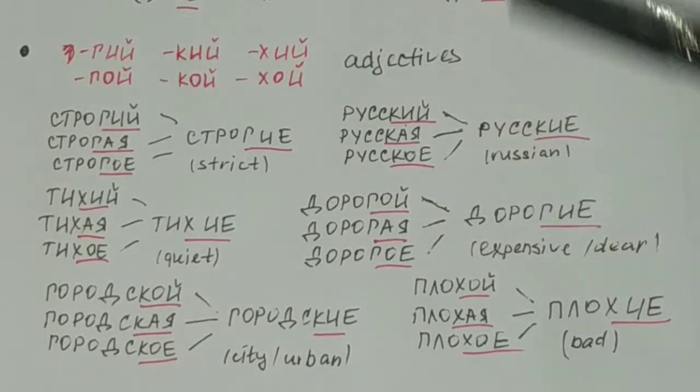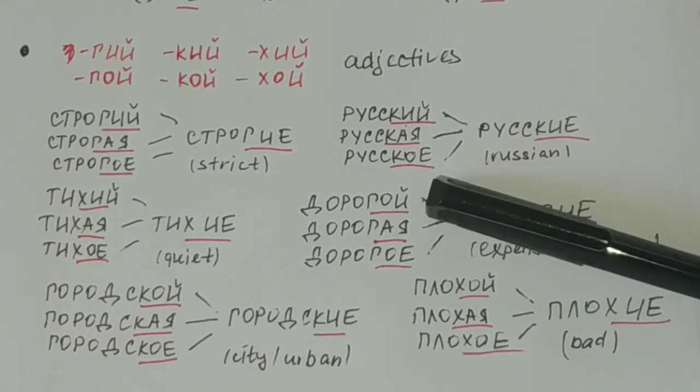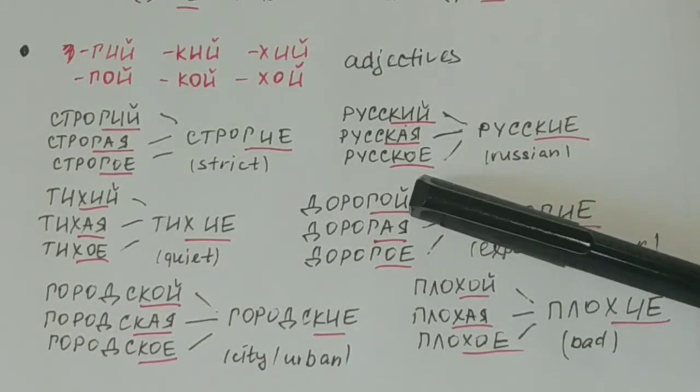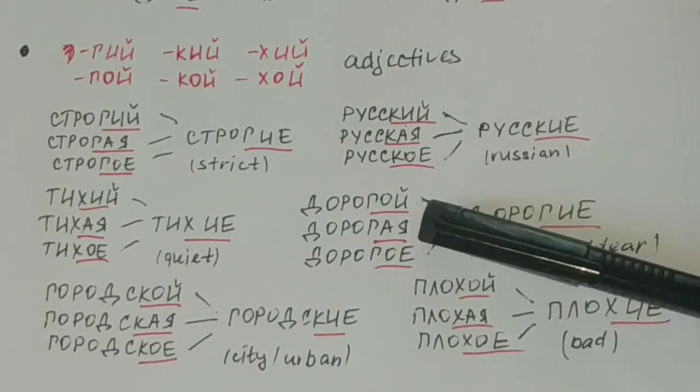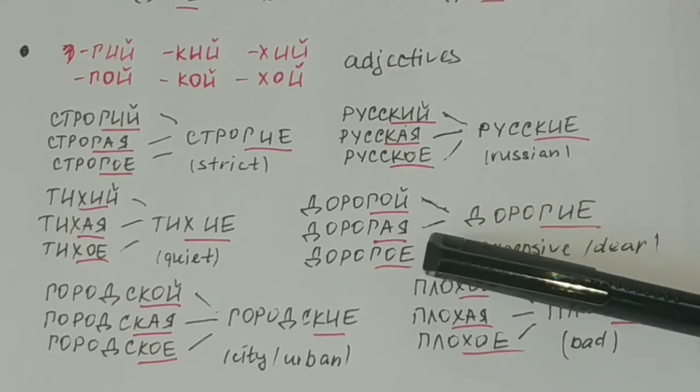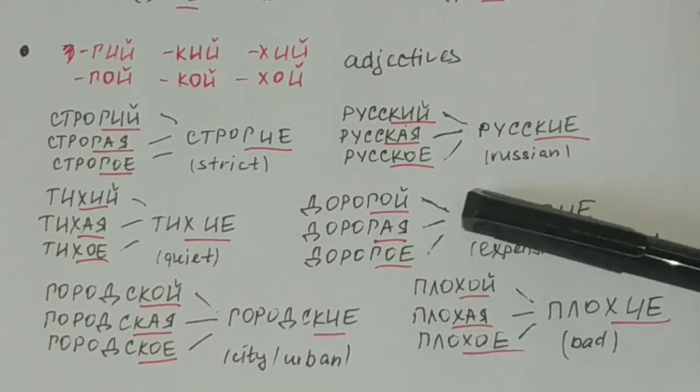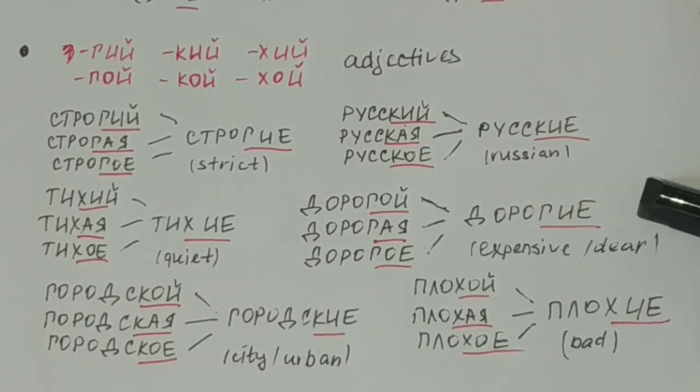For гой, we have this example, which is дорогой, masculine gender adjective, and it means either expensive or dear. Feminine gender is дорогая, and neuter is дорогое. And their plural form is дорогие.